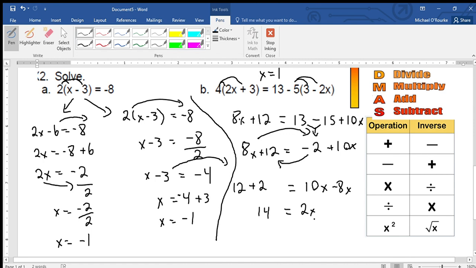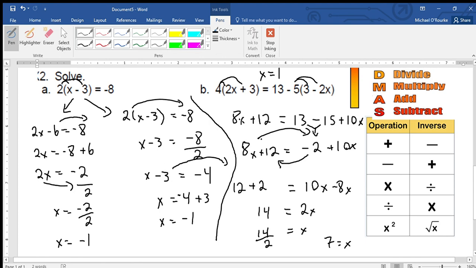Then we're at this point here where I have a constant with my coefficient. So my last step is to divide by my coefficient. So x equals 7.